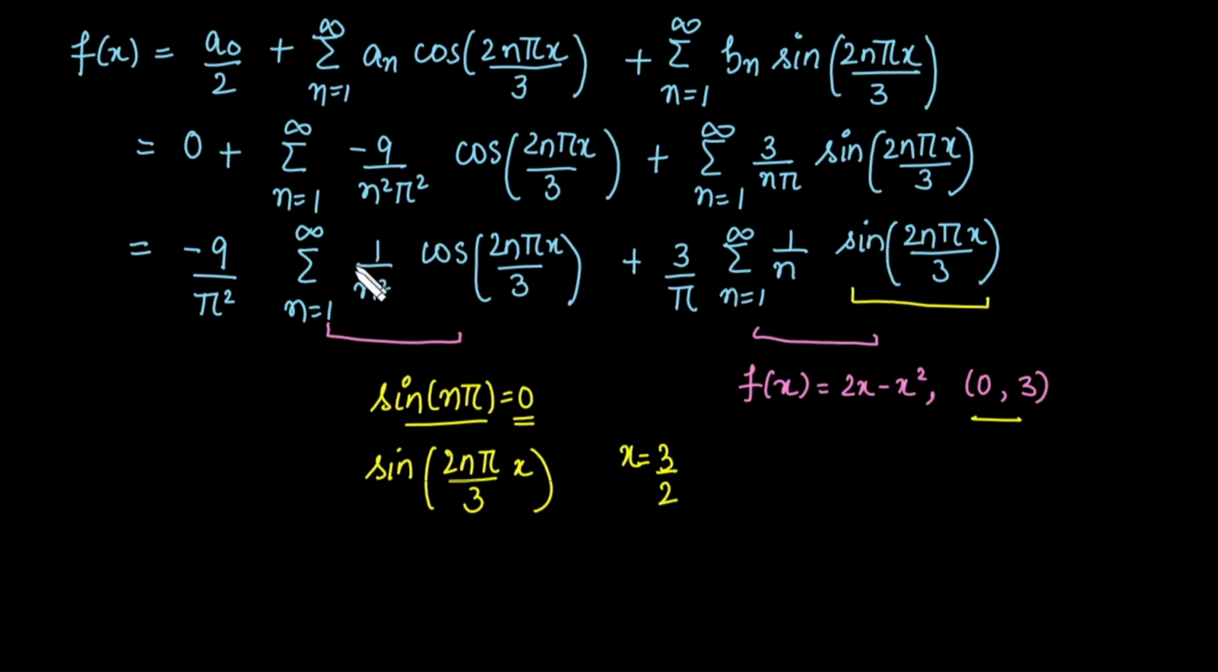We can only deal with 1 by n square. Before that, check whether this 3 by 2 is a part of this interval. Yes, because this is 1.5 and it is a part of the interval, so we can take x is equal to 3 by 2. Now let's observe whether we are getting the required series with the help of x is equal to 3 by 2 or not.